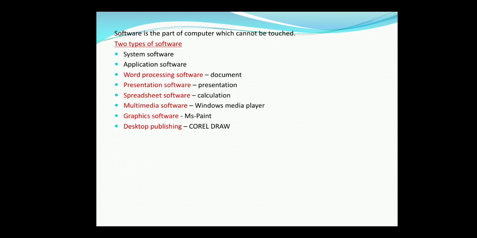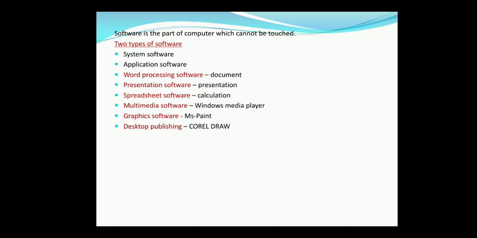Now the software. Software is the part of computer that cannot be touched. Two types of software: system software and application software. System software is essential for the computer system. All the computer works with the help of system software. It is also called operating system. And the best example you can see Windows. When we start any computer, we have seen that it has the Windows software. That is called the system software or the operating system.